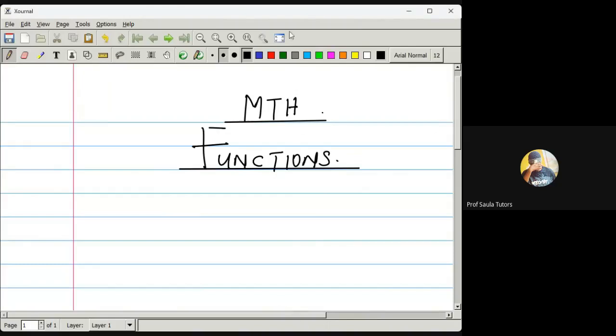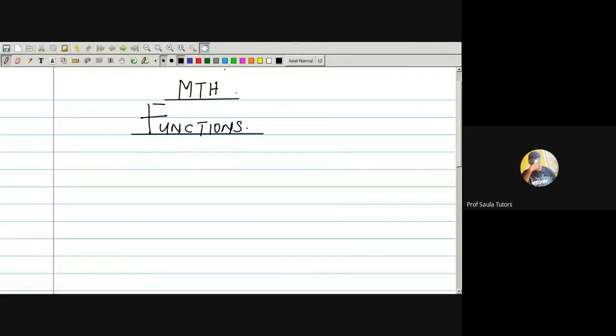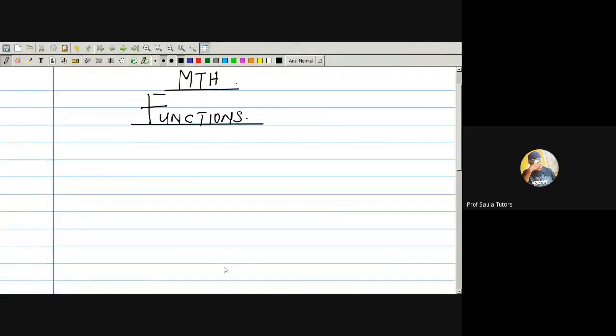So today we want to be looking at functions in MTH, which is for your 100 level. If you are talking about function, the best way to understand the meaning of the word function is that it is a rule that assigns to each element x in a set called D to exactly one element in another set called E. Let me give you an example. This is the best way to understand the word function.